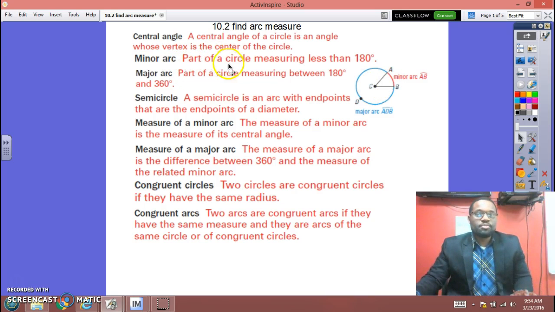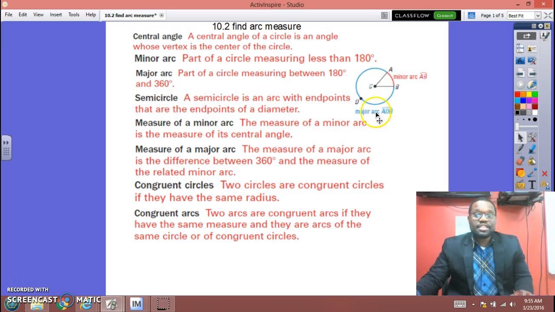A minor arc is a part of a circle measuring less than 180. So a minor arc is anything less than half of the circle. A major arc is a part of a circle measuring between 180 and 360. So if the arc is bigger than 180, it's called a major arc. So in the blue here, that's called a major arc.